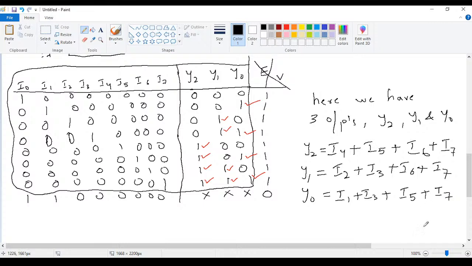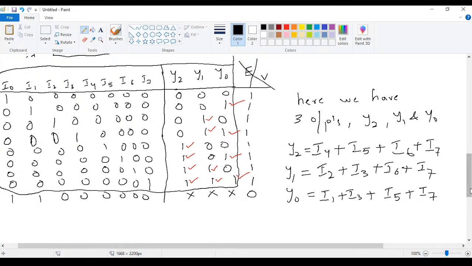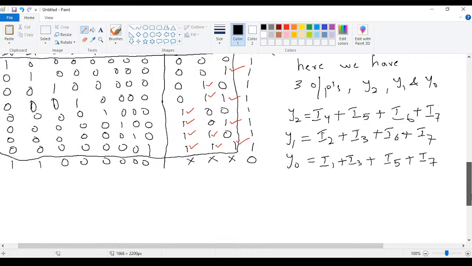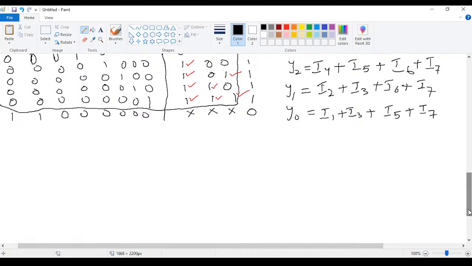Here we can draw the circuit diagram. We can get the circuit diagram very easily. So what will be the circuit diagram? How many outputs are we having? 3. So we go with another color for drawing the circuit. We are having the OR gate: 1 OR gate, 2 OR gate, and 3 OR gate. So this is y2, this is y1 and this is y0.